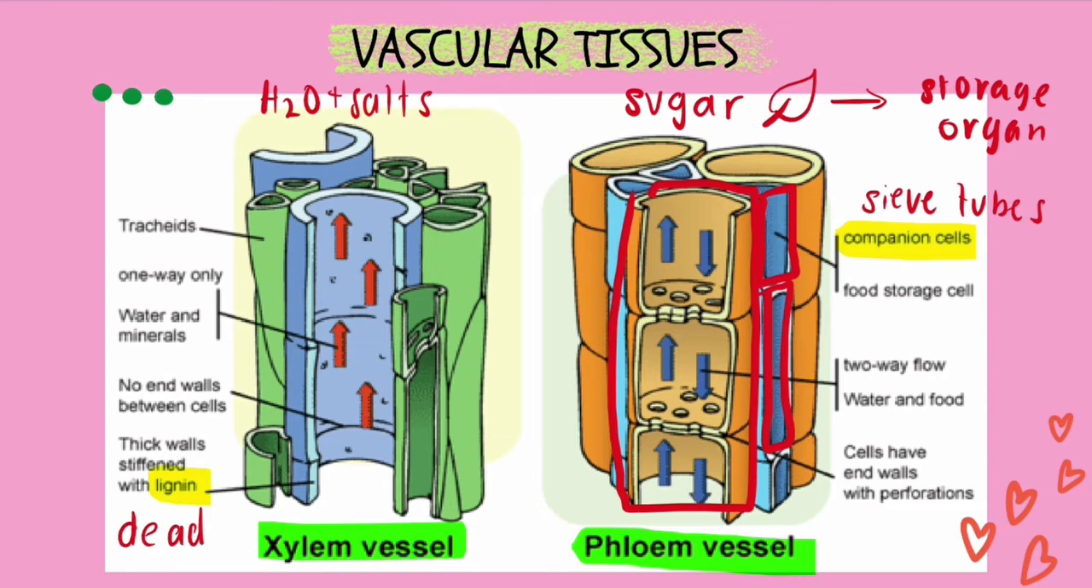As you can see in the diagram, the xylem vessel only has a one-way flow and there is no end wall in between the cells, unlike phloem vessels which have a two-way flow and cell walls with end walls that have perforations. These perforations are so that substances can move through the sieve tubes.